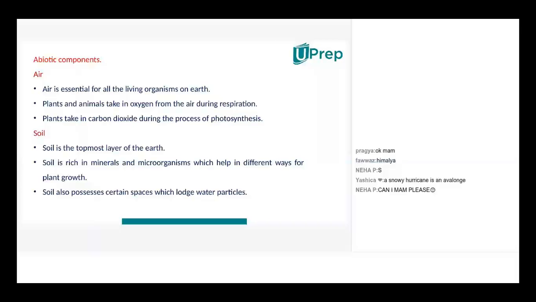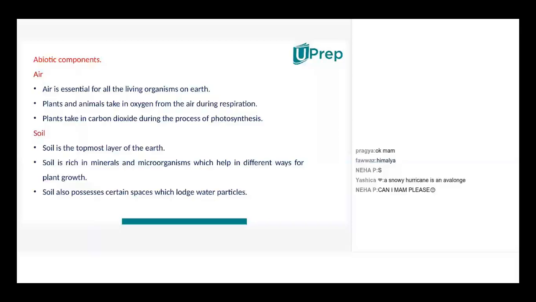Now next, Anjali, can you please take us through soil? Soil is the topmost layer of the earth. Soil is rich in minerals and organisms, which help in different ways for plant growth. Soil also possesses certain spaces with large water particles. Which large water particles? What are they trying to say about the second point? And it also has a lot of minerals that help plants grow.